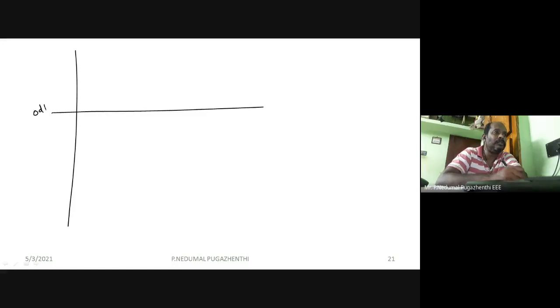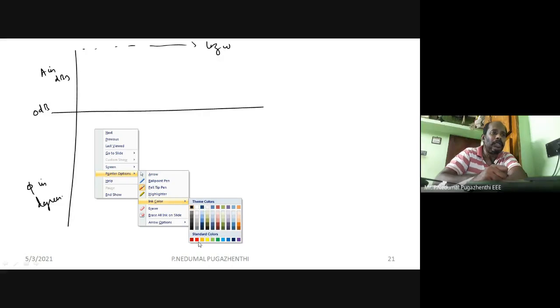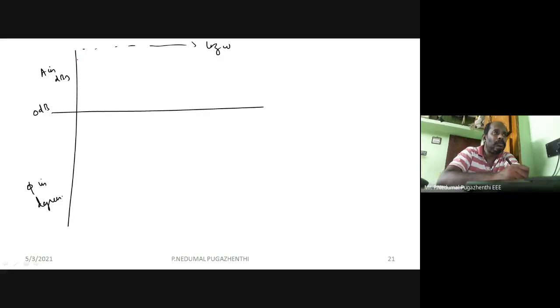You have the same graph. Let us say this is your 0 decibel line, and this is your magnitude A in decibels, and this is going to be your log omega. Okay, and this is phi in degrees. So let me choose a different color. So this is your magnitude plot, and you have a phase plot like this. Let us assume that you have a phase plot like this.